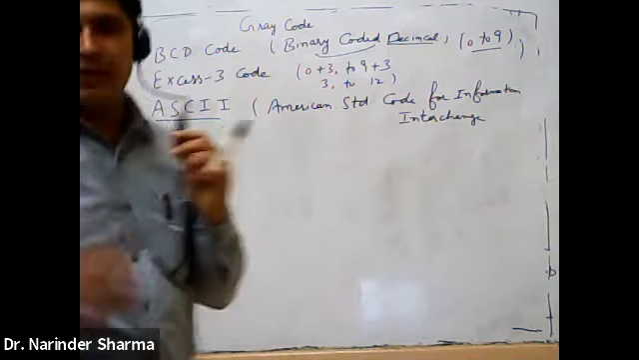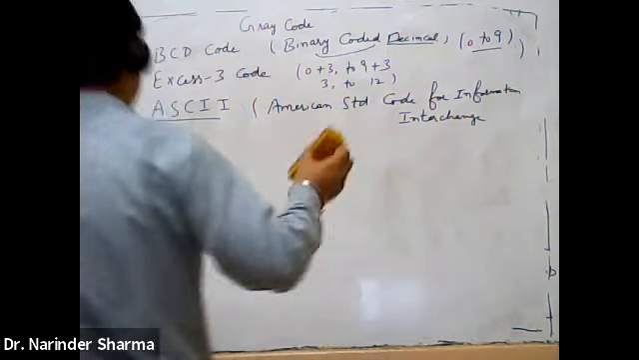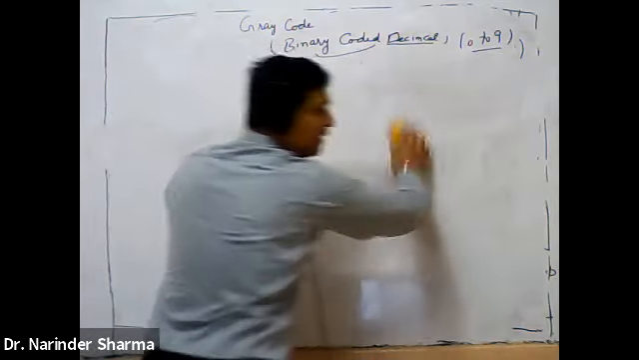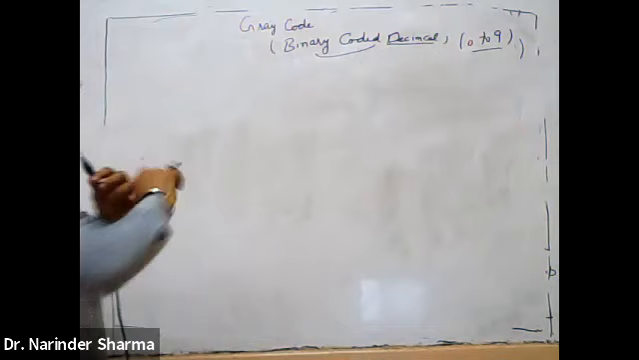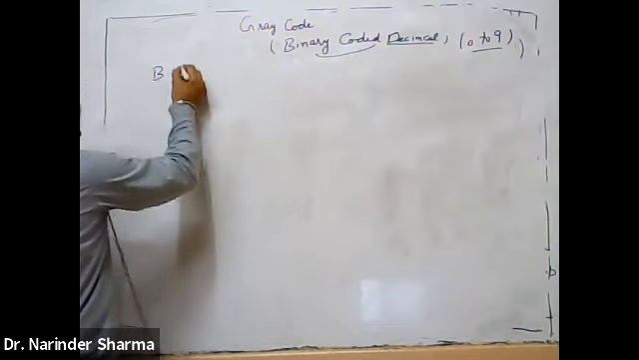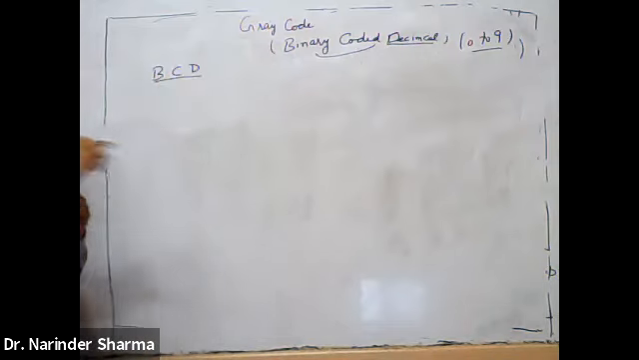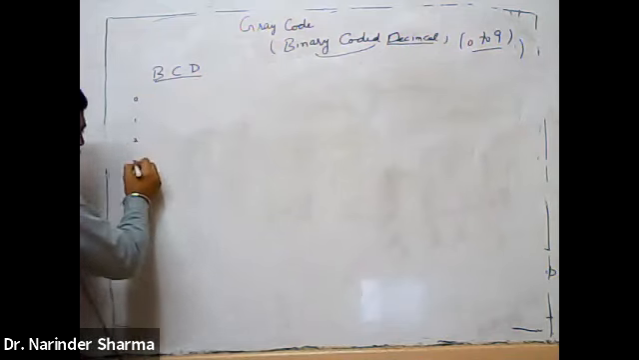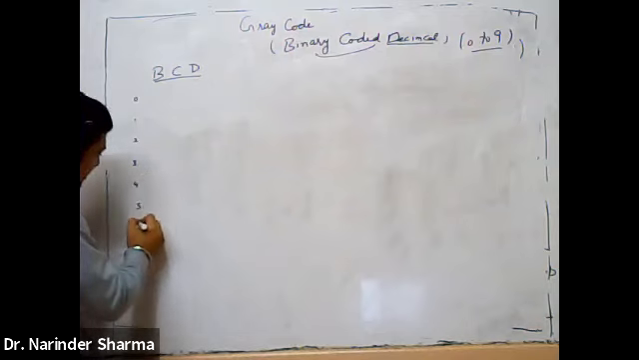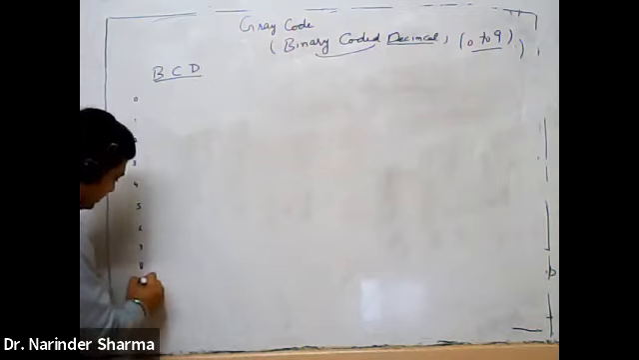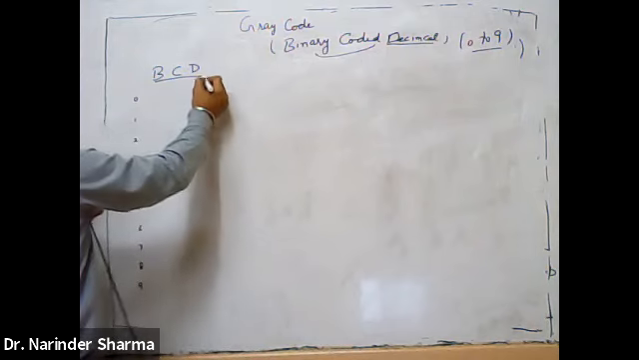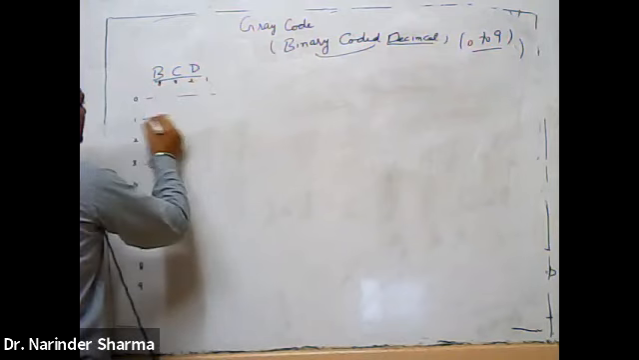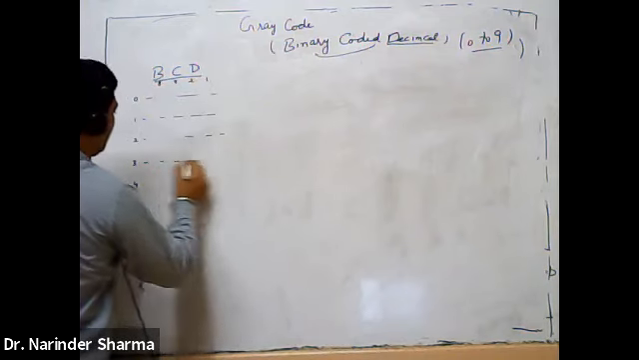We will learn about the binary coded decimal, BCD, one by one for the others also. BCD, its name itself says binary coded decimal: for a decimal number 0, 1, 2, 3, 4, 5, 6, 7, 8, 9, we have to convert it to its equivalent binary with weights 1, 2, 4, 8.